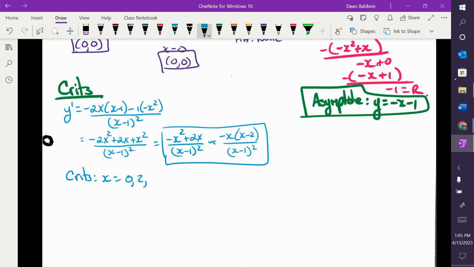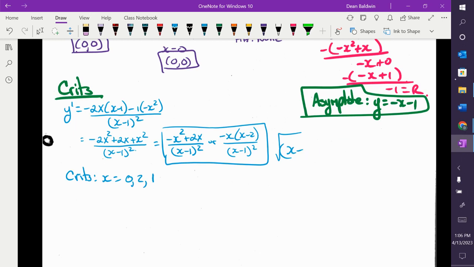Just as an aside, if I said what makes it undefined, you would go x minus 1 all squared can equal 0, right? That would make it undefined. So if you square root both sides, that's the correct move. But if you square root 0, it's just 0, right? So you only get one answer.